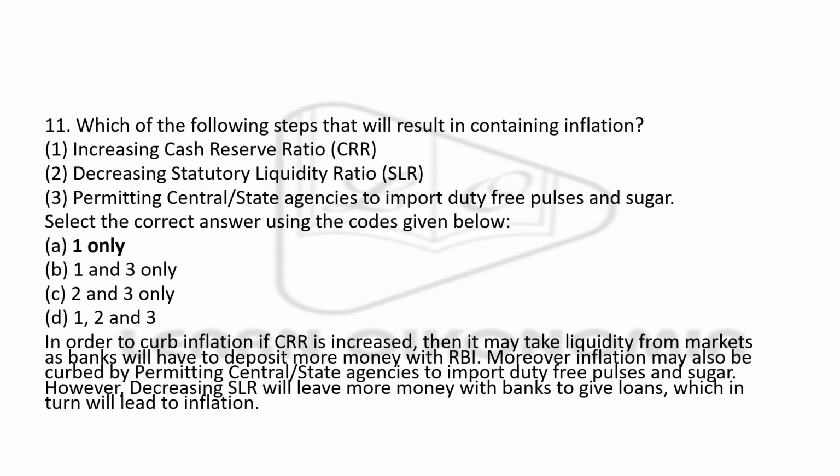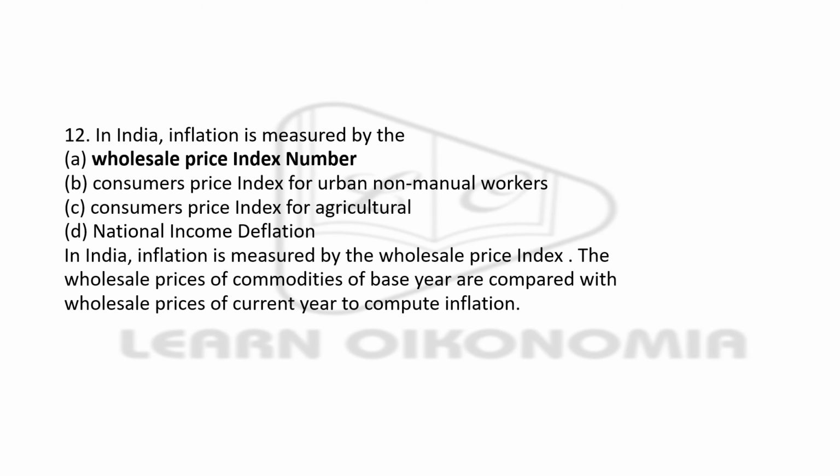Now, which of the following steps will result in containing inflation? Containing inflation means reducing inflation. Options: increasing cash reserve ratio, decreasing statutory liquidity ratio, permitting central or state agencies to import duty-free pulses and sugar. The right answer is option A, increasing cash reserve ratio. When the central bank increases its cash reserve ratio, the commercial banks will have less funds in their hands to lend to the public. So this could be used as a method to curb inflation. Now, in India, inflation is measured by the wholesale price index. This is something which we have already covered.